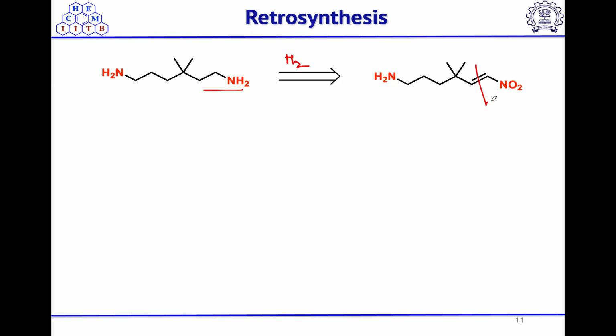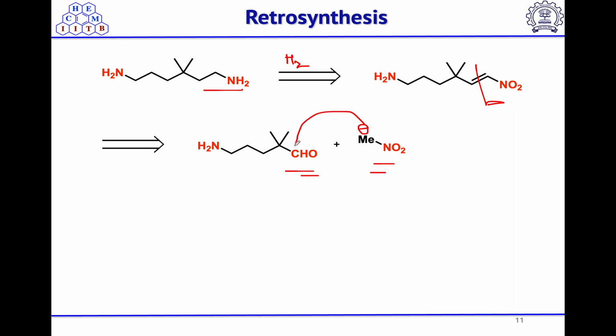Now how will we get this? This is an alpha beta unsaturated nitro compound. So again, this C=C disconnection, double bond disconnection, we are doing, and that will lead to some aldol type of substrates. You can easily write down the next molecules. Basically, we'll get this aldehyde and nitromethane. Base will abstract a proton from here, and the aldol reaction will take place, and it will give this alpha beta unsaturated nitro compound.